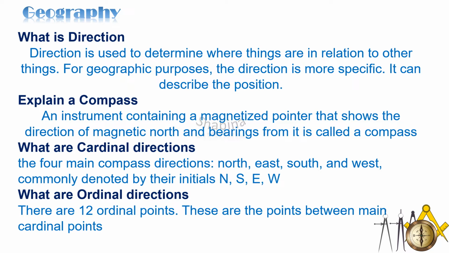Explain a compass. An instrument containing a magnetized pointer that shows the direction of magnetic north and bearing from it is called a compass. What are cardinal directions? The 4 main compass directions: north, east, south and west. North, south, east and west are called cardinal directions, and they are commonly denoted by their initials N, S, E and W in capital letters. What are ordinal directions? There are 12 ordinal directions, and these are the points between the main cardinal points.